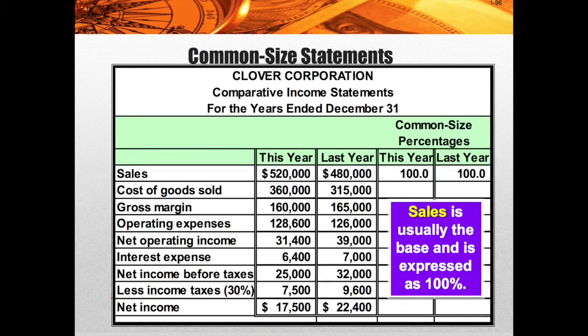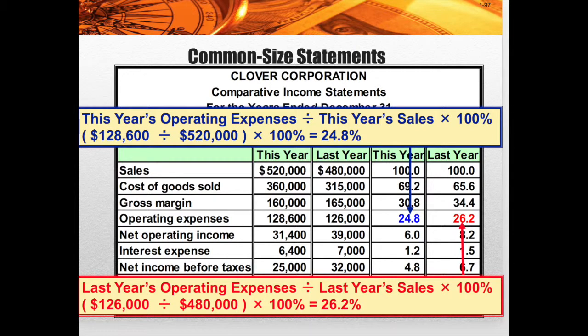We're here at Clover Corporation again. We know our sales are 520 and our last year's sales were 480. That is 100%. We're using that as our base. That is 100%, and the rest of these numbers will be simply divided by that base number to get a percentage of their totals. So if we go down the income statement and we find operating expenses this year were 128,600 divided by sales.